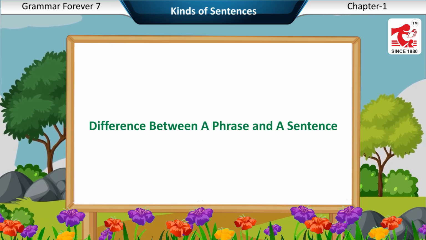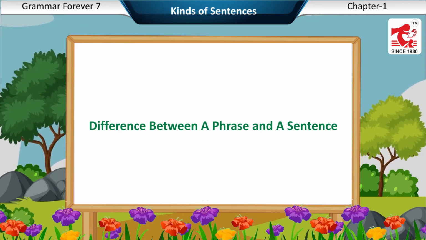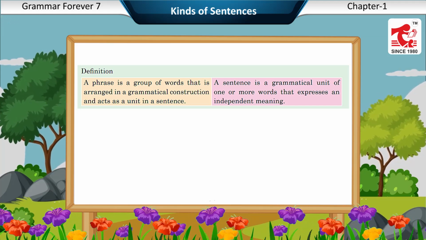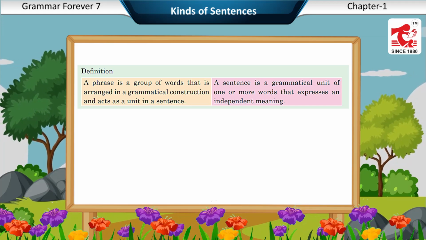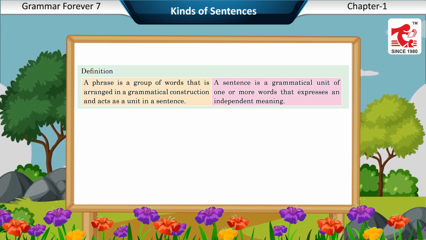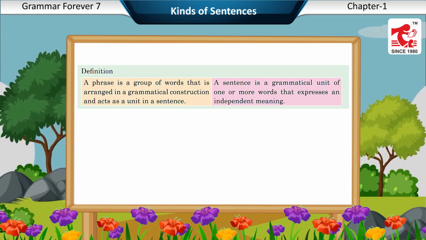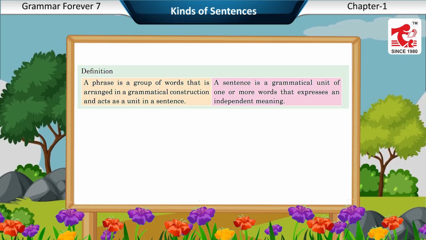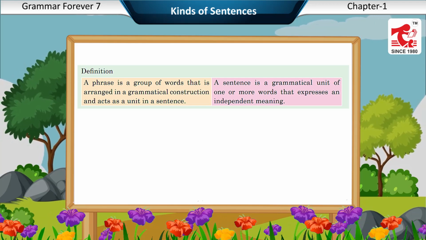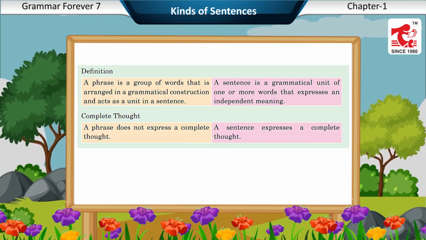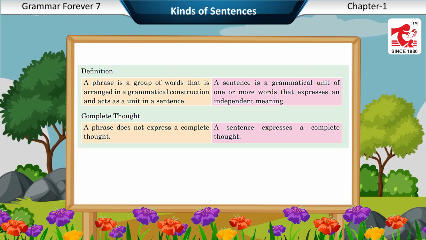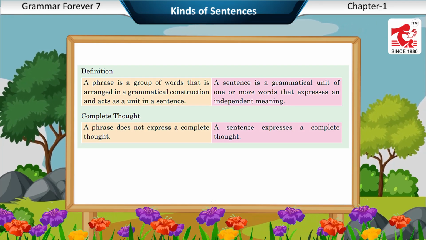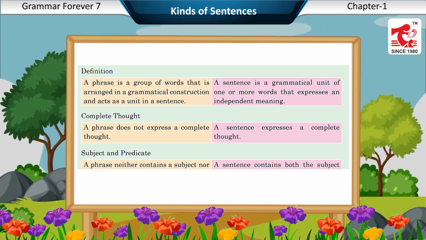Difference between a phrase and a sentence. Definition. A phrase is a group of words that is arranged in a grammatical construction and acts as a unit in a sentence. A sentence is a grammatical unit of one or more words that expresses an independent meaning. Complete thought. A phrase does not express a complete thought. A sentence expresses a complete thought.